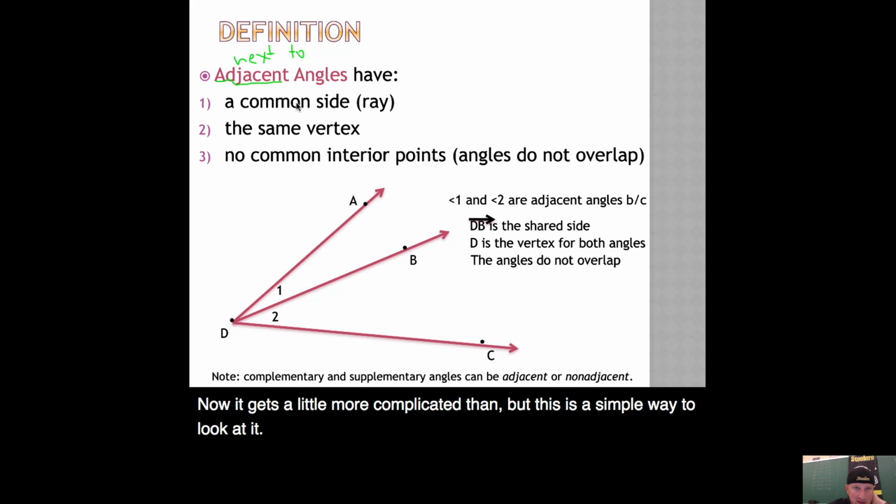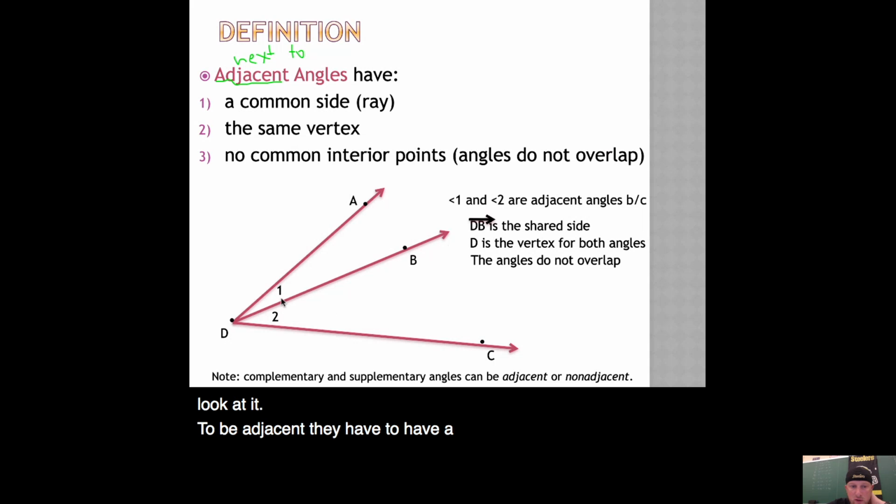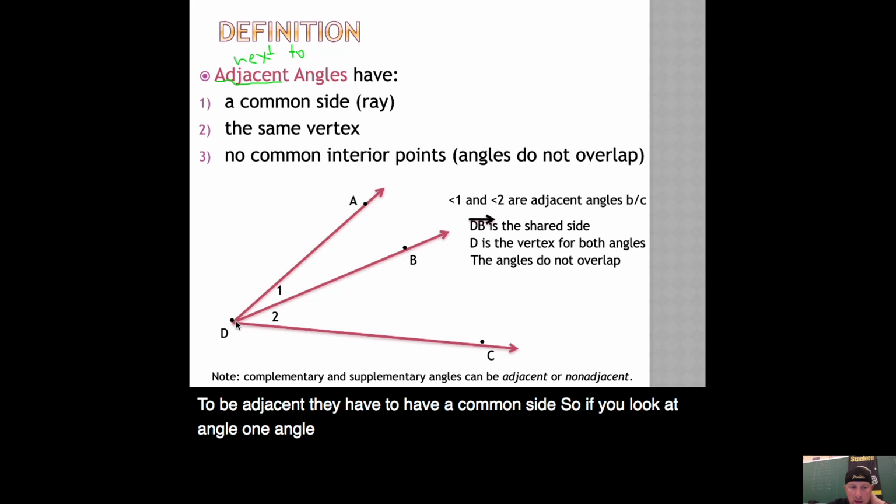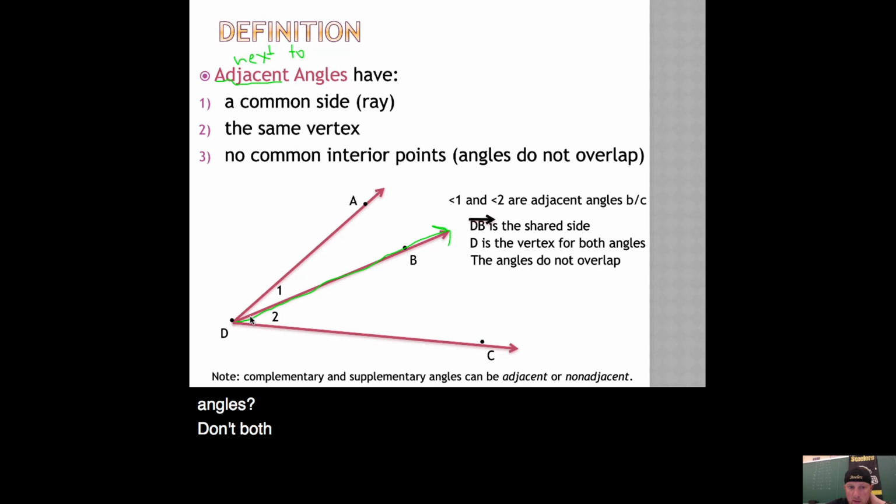To be adjacent, they have to have a common side. So if you look at angle 1 and angle 2, do you see how this ray is shared on both angles? Don't both angles have ray DB as a side? Yes. Do they both have the same vertex? Well, angle 1 has a vertex of D. Angle 2 has a vertex of D. Yeah, they have the same vertex.